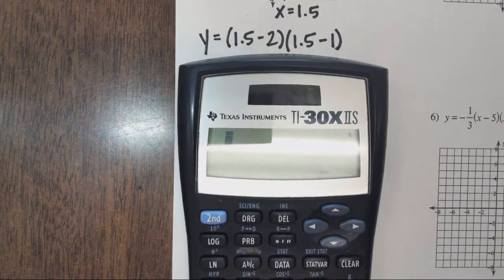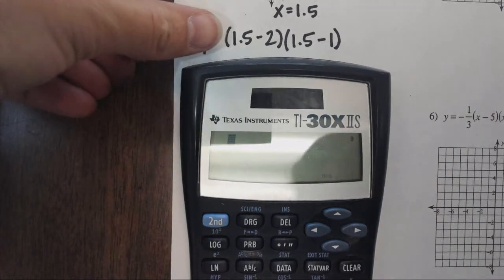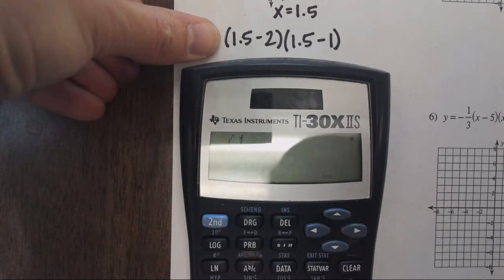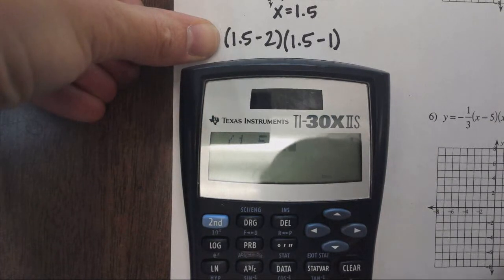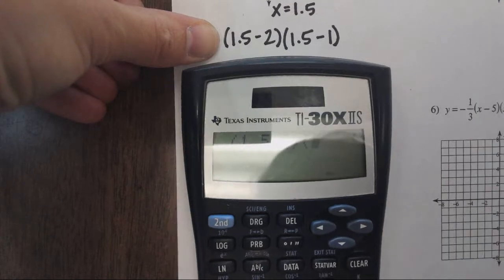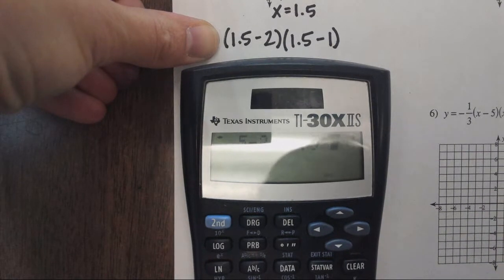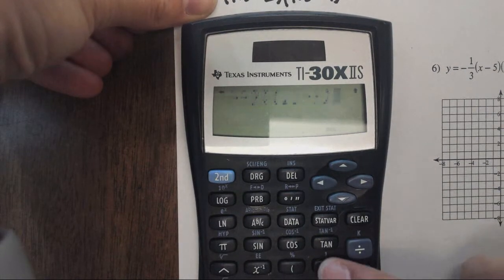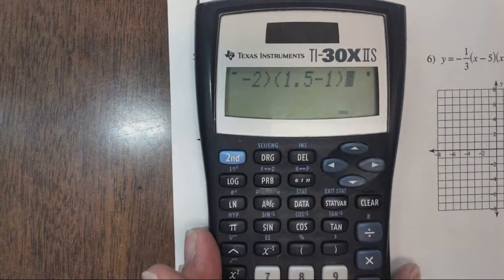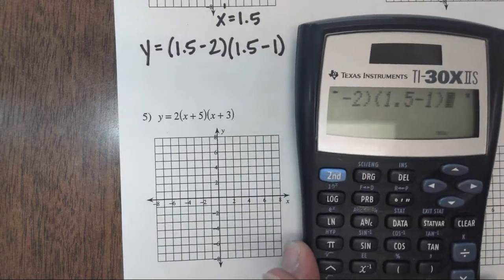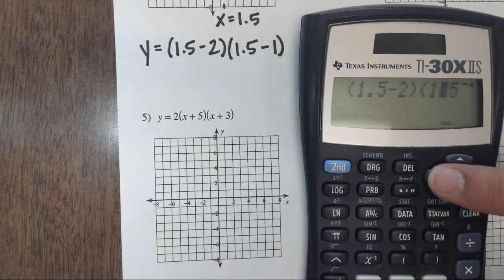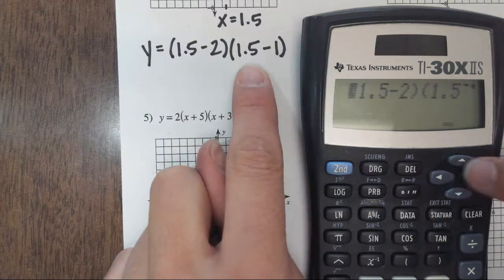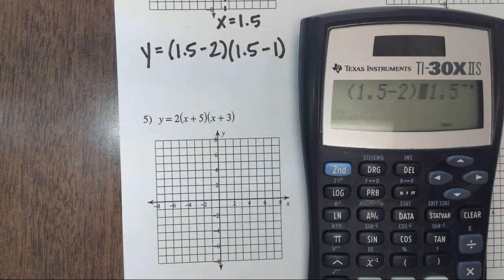So let's take a look here. Let me get it adjusted. I'm just going to type in the right side here. So I'm going to type it in exactly as it looks with parentheses and all. 1.5 minus 2. Close the parentheses, open the second parentheses, 1.5 minus 1. Close the parentheses. Lots of glare here, but you'll notice it's typed in just exactly how I wrote it out here. It's important to write it out so you know what you're looking at, and then you can type it in the calculator. I can hit enter.